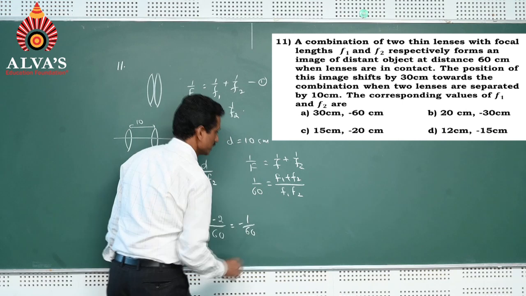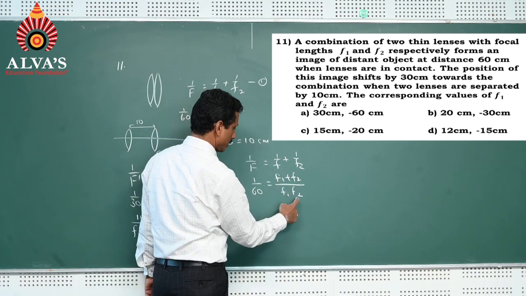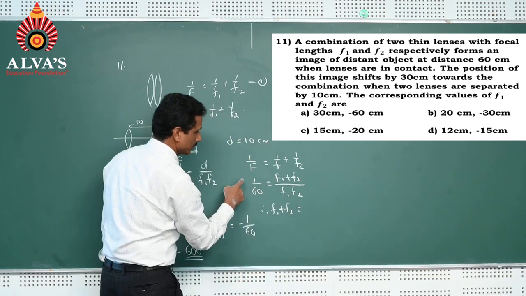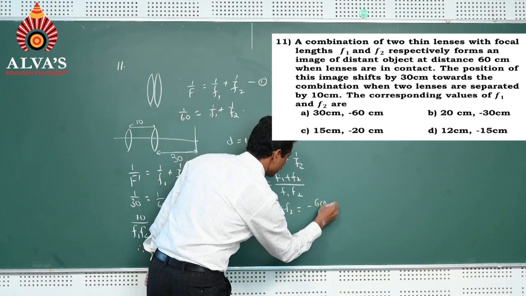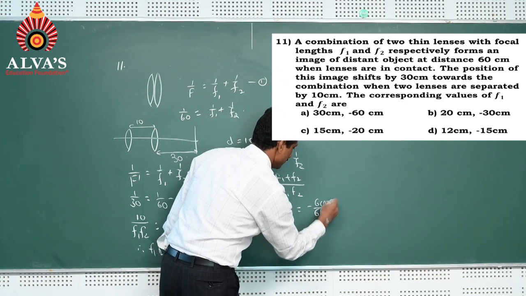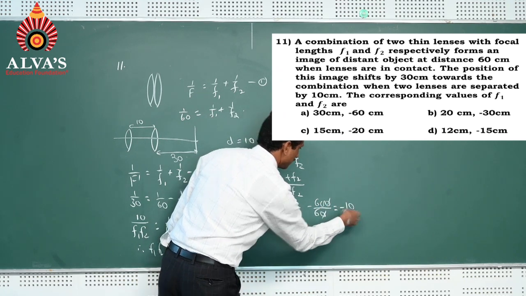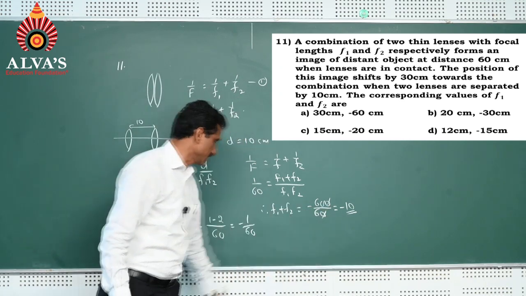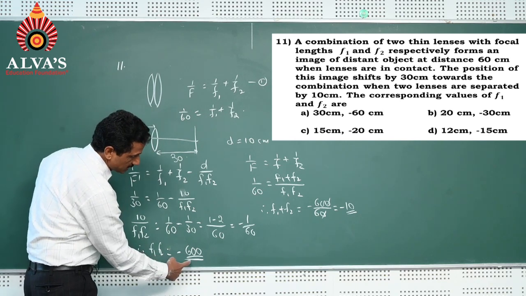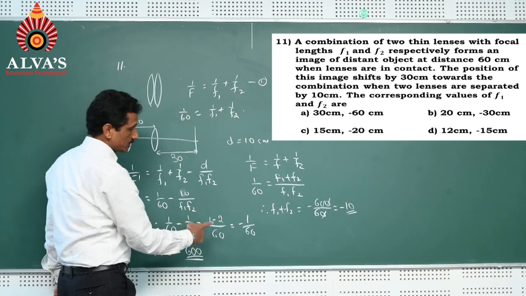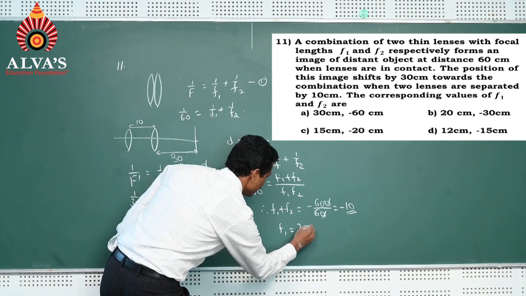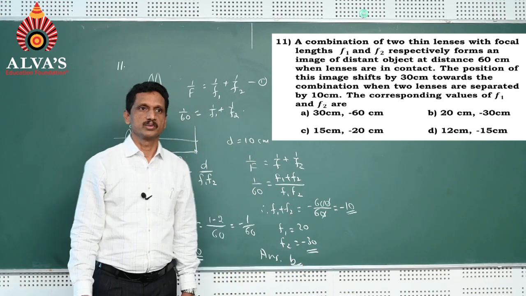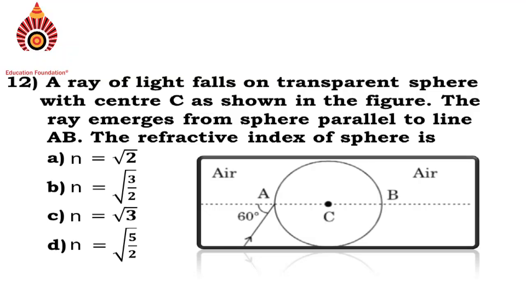Therefore, 1 by 60 is (F1 plus F2) divided by F1 F2. Therefore, F1 plus F2 is the product, minus 600, divided by 60, which is minus 10. See this: F1 plus F2, the sum of the two focal lengths, is minus 10, and the product of the two focal lengths is minus 600. By inspection you can say F1 is 20, F2 is minus 30. Answer B. Okay, let us move on to the next question.